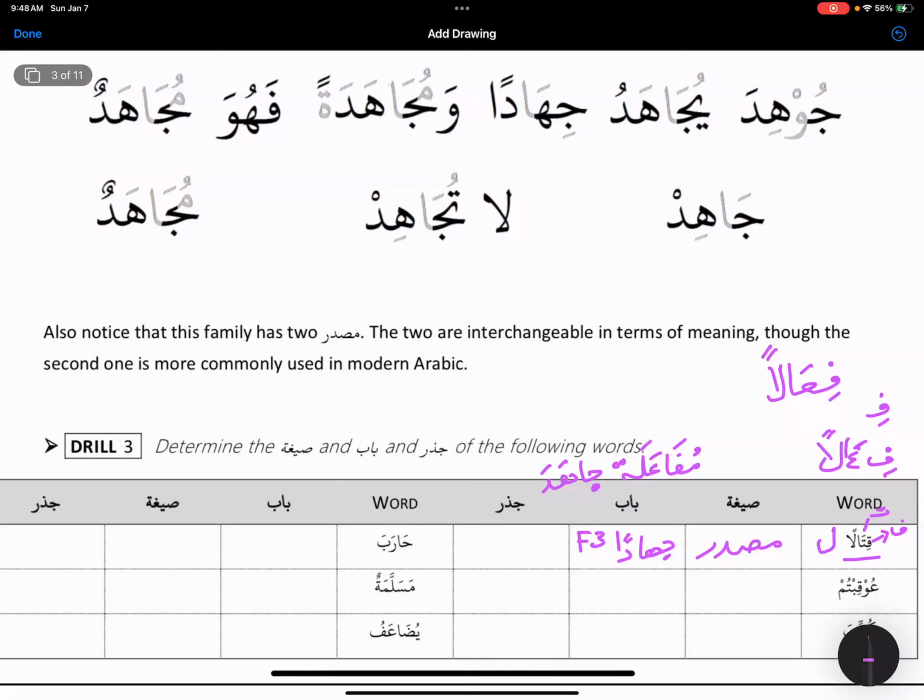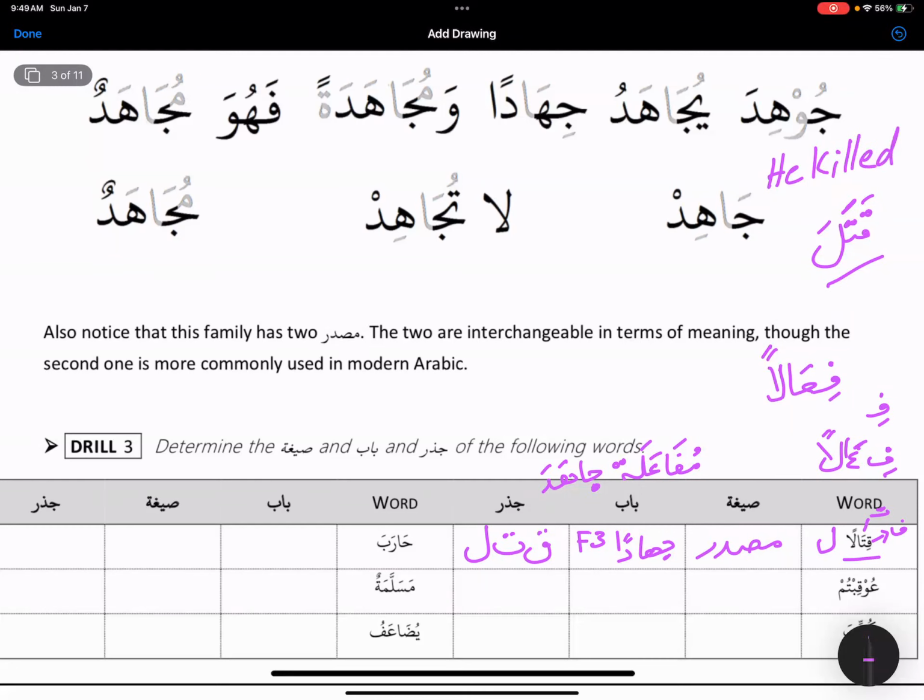Now jazar we already said that it is qaf, ta, and lam. Okay, now what is qatala mean? To fight. No, look at the letter I wrote. To kill. There is no alif there, so kill. He killed, exactly. Qatala, he killed.